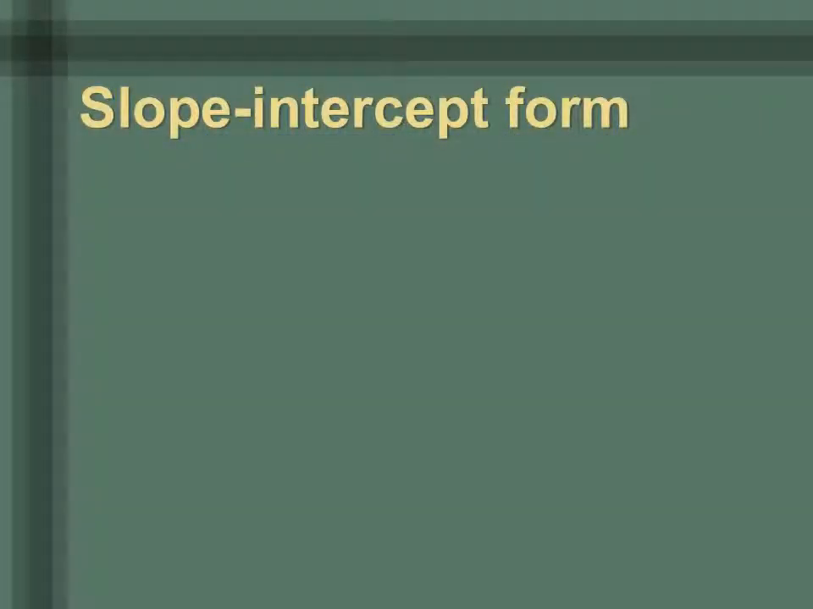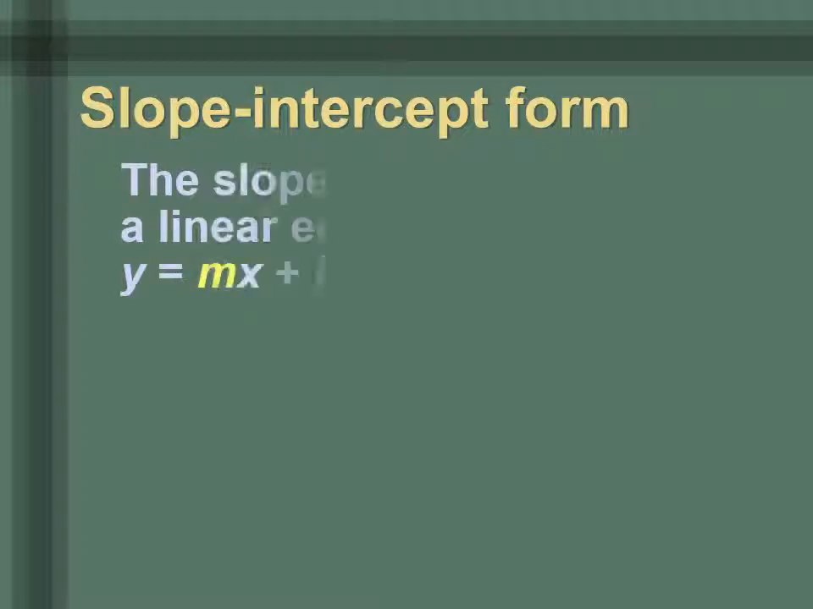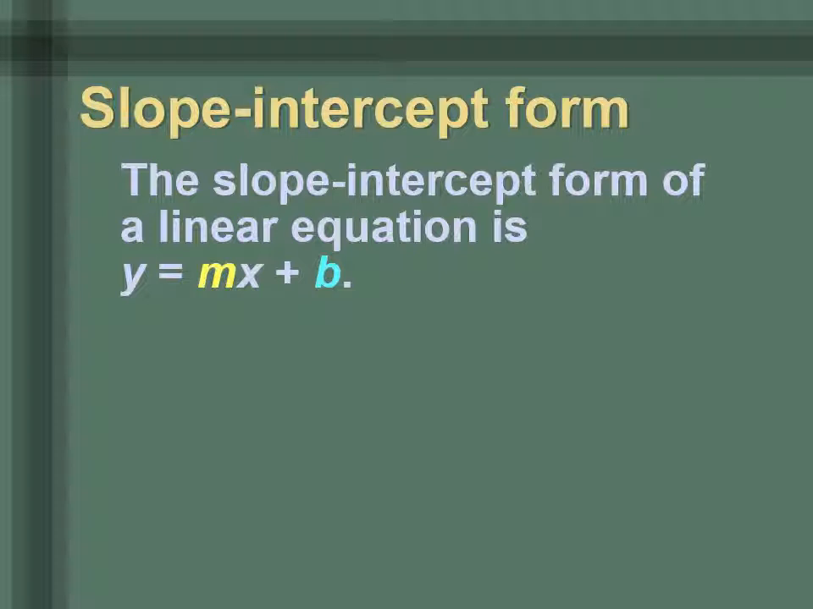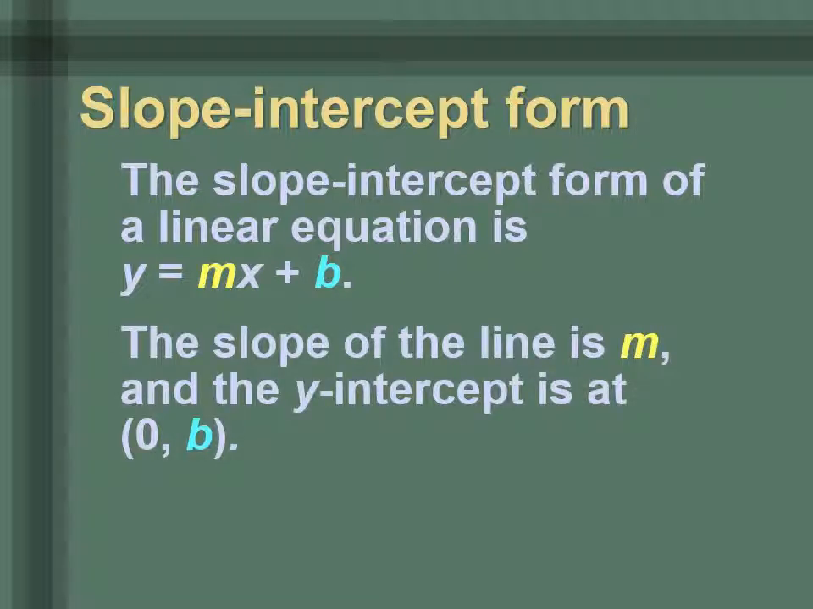So now let's talk about the slope-intercept form. The slope-intercept form of a linear equation is y equals mx plus b, where the m is super important and the b is super important. So your m and your b, those are going to be actual numbers, and they're going to tell us very, very important things about our graph.